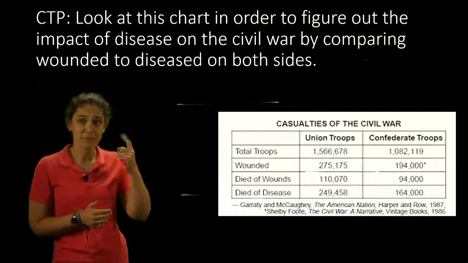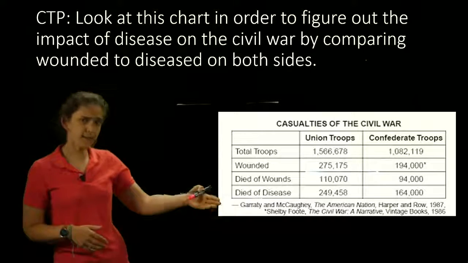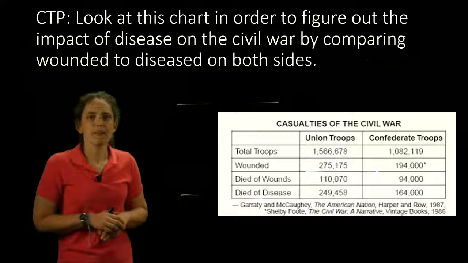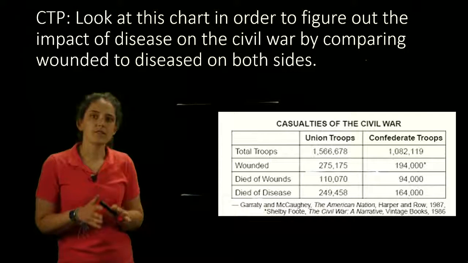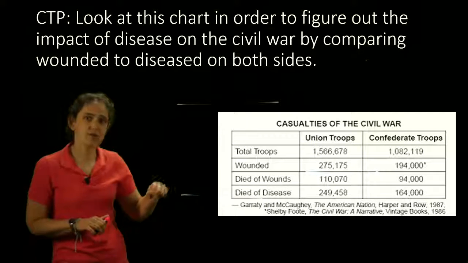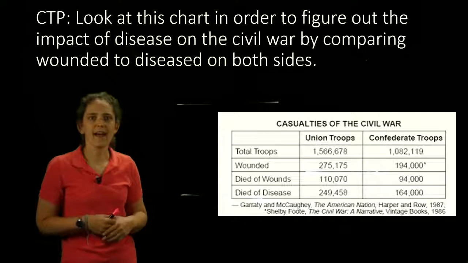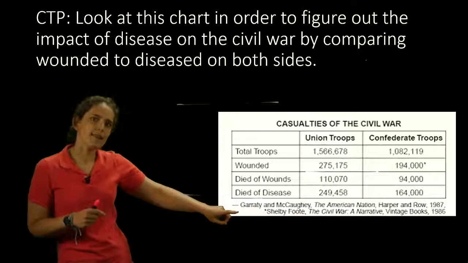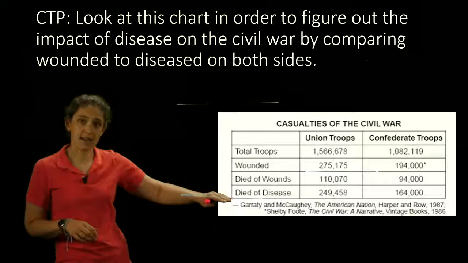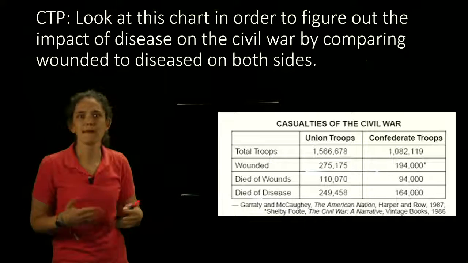So for example, above my head, we have "look at this chart." It doesn't have to be "read this in order to." It could be "take a look at the chart in order to." The reason that we're doing that is to figure out the impact of disease on the Civil War. And the way that I want you to do that is to take a look at the difference between the number of people that died of wounds versus the number of people that died of disease. You could even go as far as to say, I want you to do that by picturing in your head the difference between 249,000 and 110,000. Or I want you to divide the number that died of disease by the number that died of wounds and see which one's bigger and how much bigger.